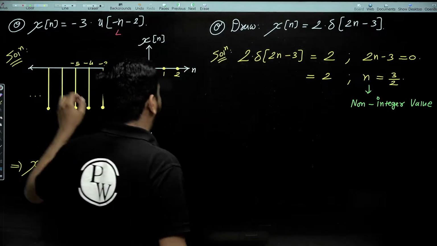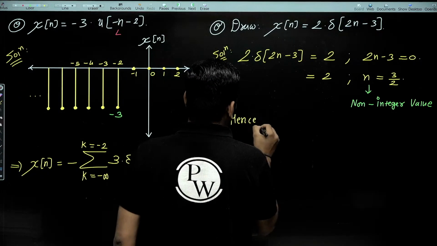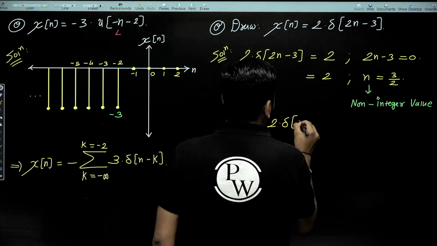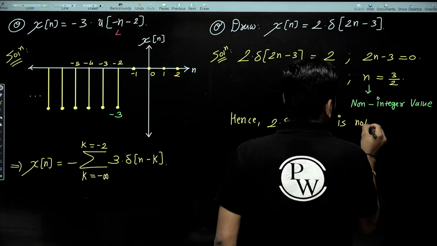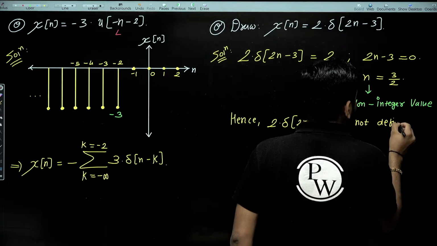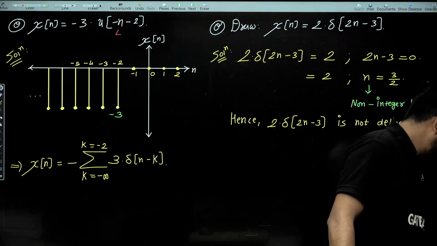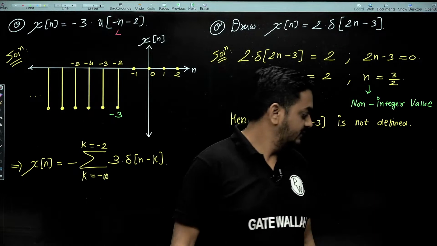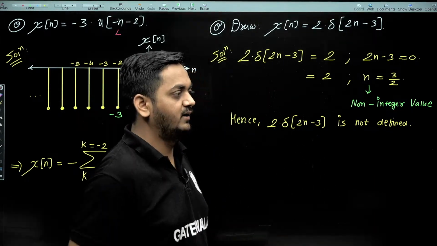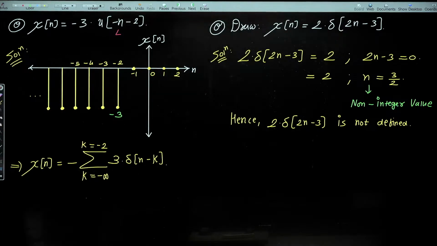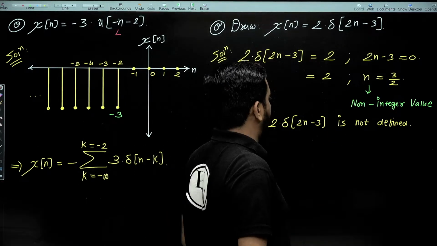Here the value of n is non-integer, hence this x of n equal to 2 del of 2n minus 3 is not defined. Are you getting? Because here we have a non-integer value of n, so that's why this is not defined, guys. It is not defined.